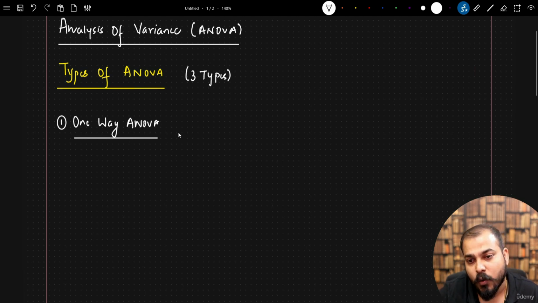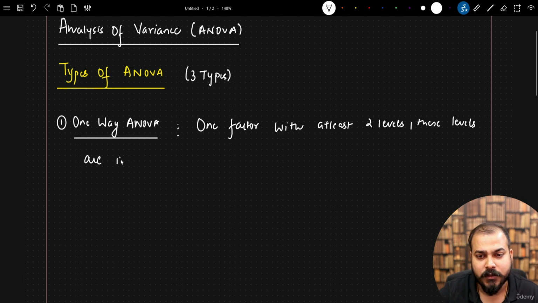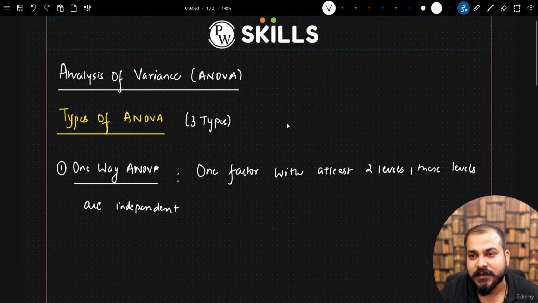Now in one-way ANOVA, with respect to the data set, you have one factor with at least 2 levels, and these levels are independent. I will show you one example so that you'll be able to understand what this independent basically means.